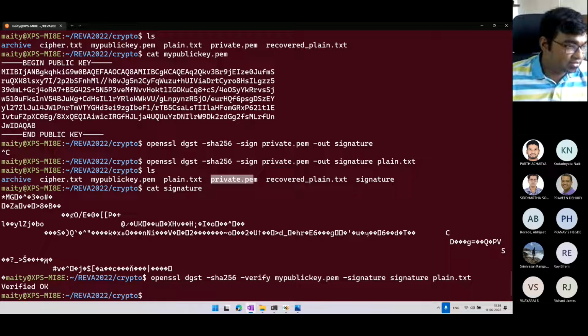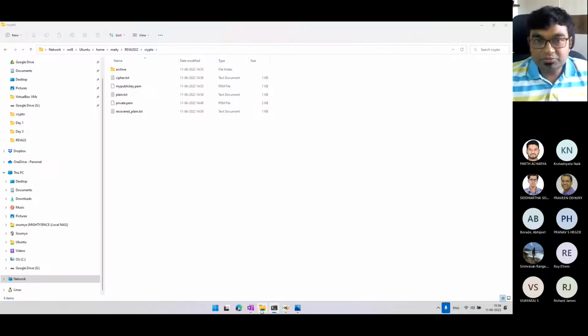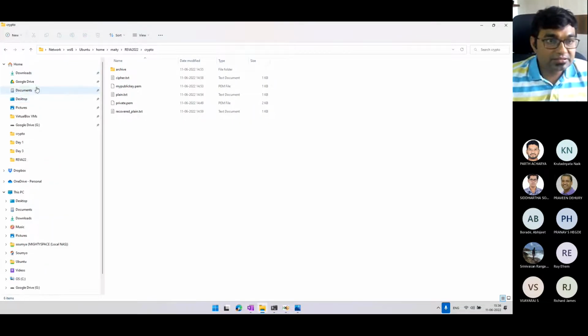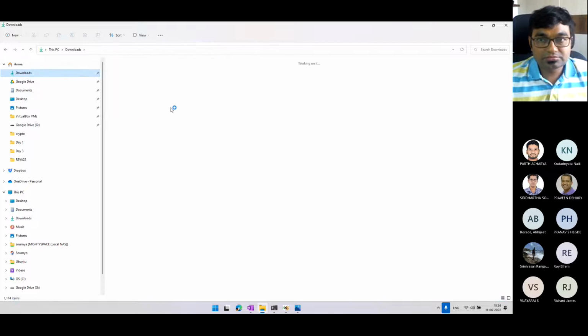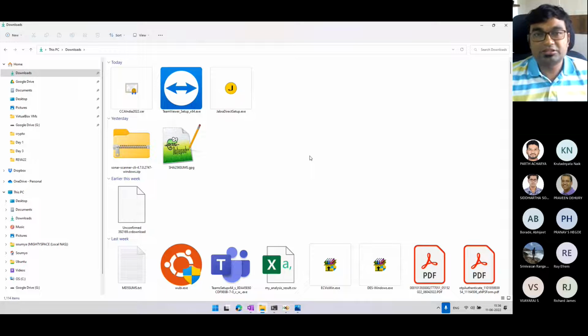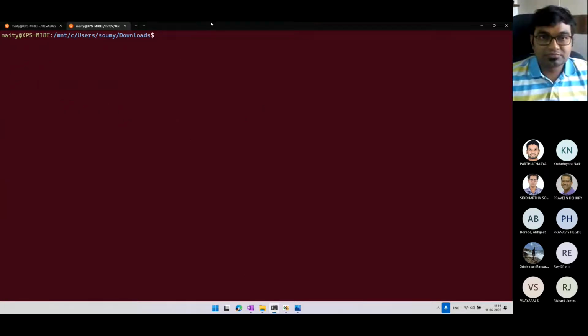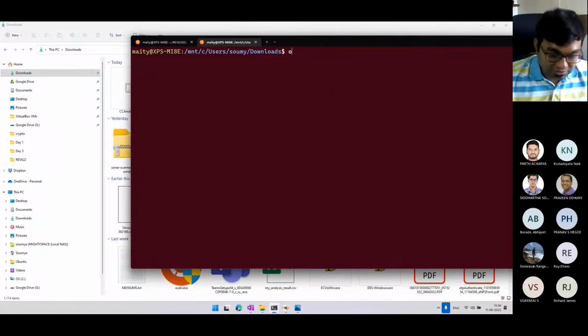Similarly, we can take any certificate and try to figure out what is there in the certificate. For that, let me open the same certificate. Download. Open terminal here. What is the name of that? CCA India, right? Open. And then X509 is the format. openssl x509 -in CCA India.